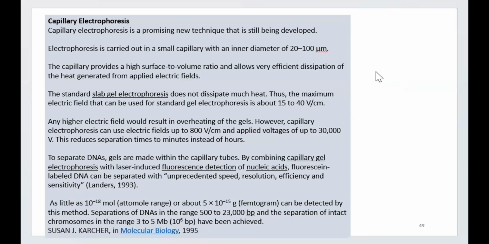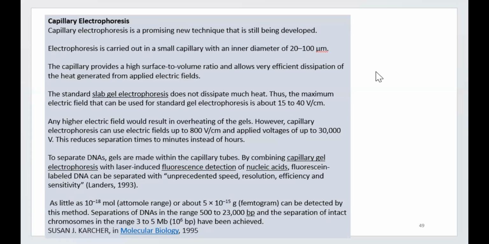But capillary electrophoresis is another technique which is still evolving. That is what people are saying. Of course, every technique keeps emerging and evolving and comes up with better performance, right? We know that. In capillary electrophoresis, the separation is carried out in small capillaries. When we say capillary, the inner diameter is very small, as indicated here, 20 to 100 micrometers.